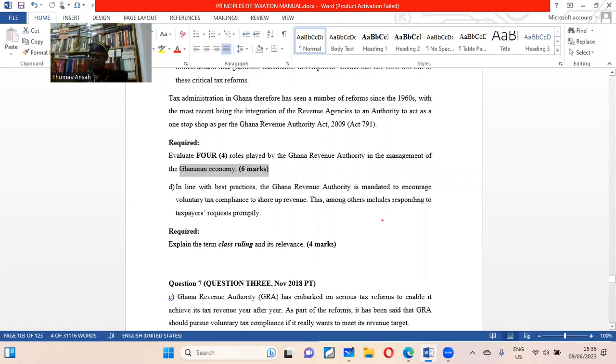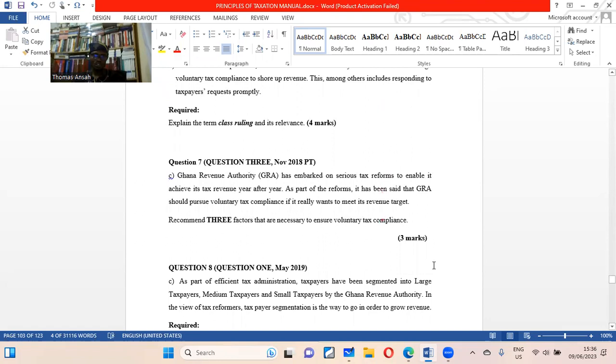All right, this one says, recommend three factors that are necessary to ensure voluntary compliance. We know that voluntary compliance, the self-assessment, is key. You have to educate the people, and you also have to use deterrent factors, interest and penalties. So self-assessment, interest and penalties, tax education.